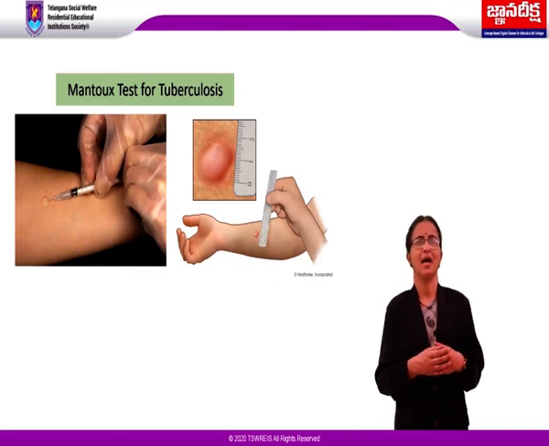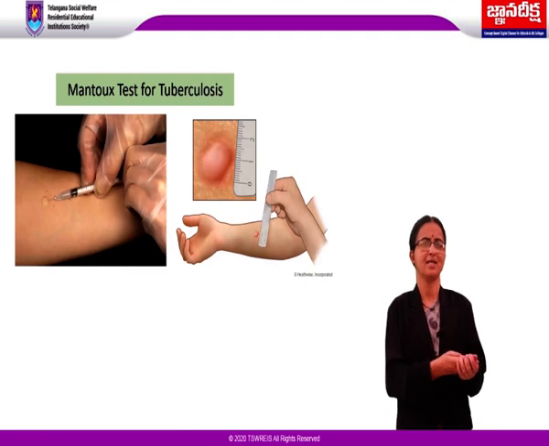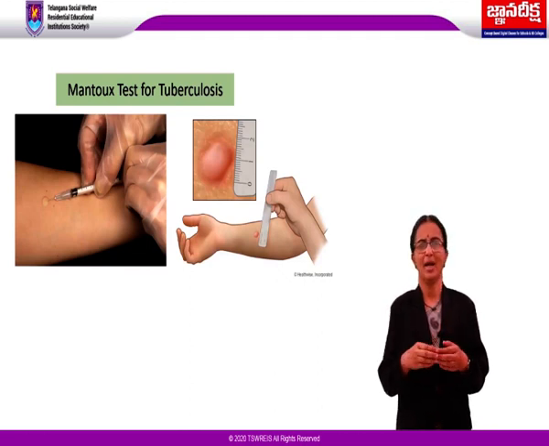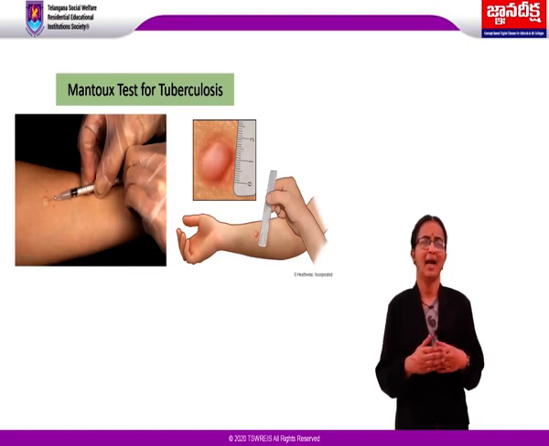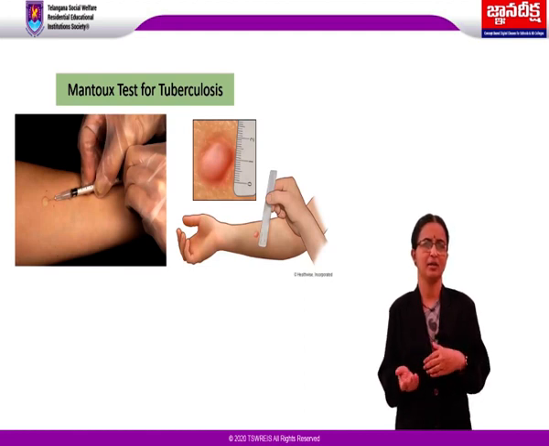Similar other tests are done to diagnose fungal infections like histoplasmosis and dermatophytosis. These are the fungal infections. Chronic transplant rejection is also type 4 hypersensitivity reaction where T cells are involved.